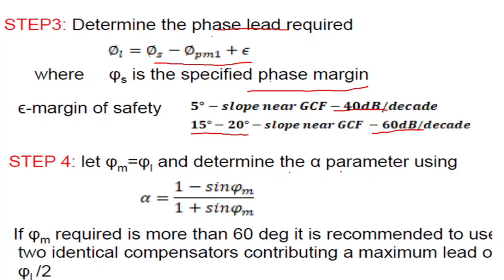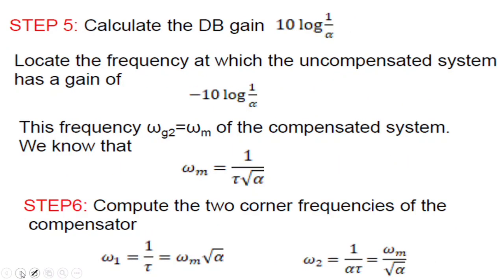In step 4, we have to determine the alpha parameter. Alpha equals (1 minus sin phi m) divided by (1 plus sin phi m). If phi m required is more than 60 degrees, it is recommended to use two identical compensators, each contributing the maximum lead of phi L divided by 2. In step 5, we find the gain in decibels by taking 10 log of 1 divided by alpha. At last, we compute the two corner frequencies, omega 1 and omega 2. Omega 1 is omega m times the square root of alpha, and omega 2 is omega m divided by the square root of alpha.